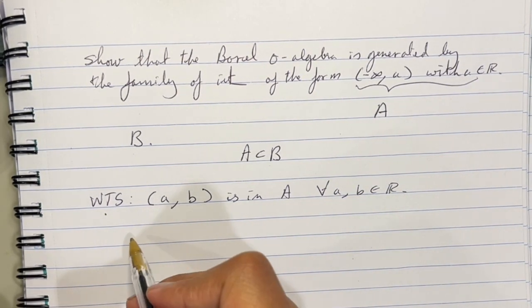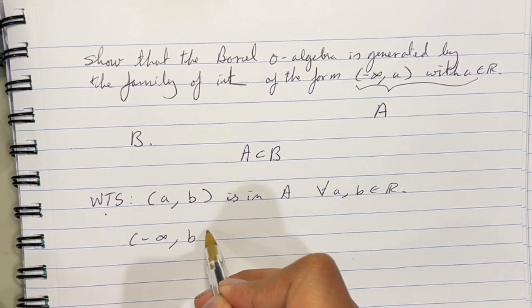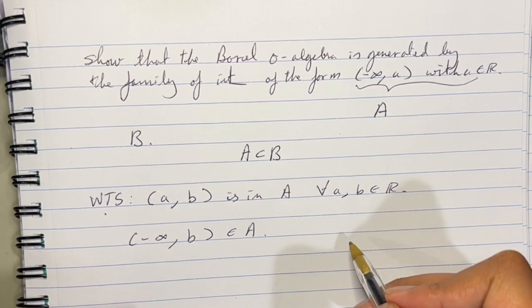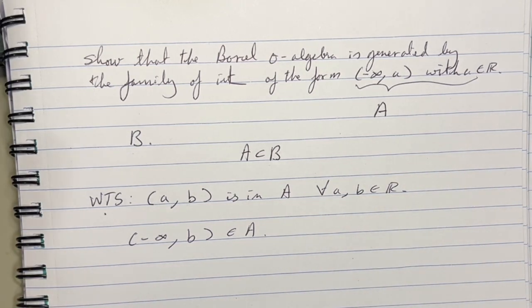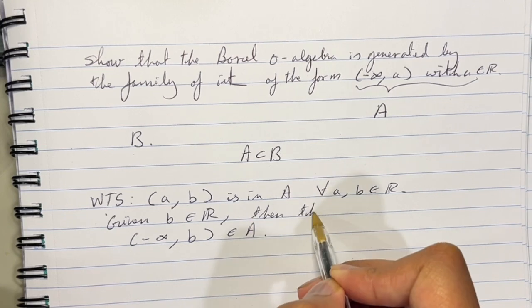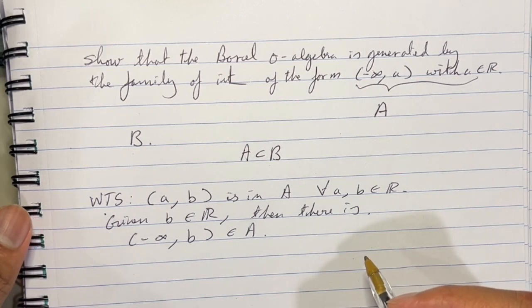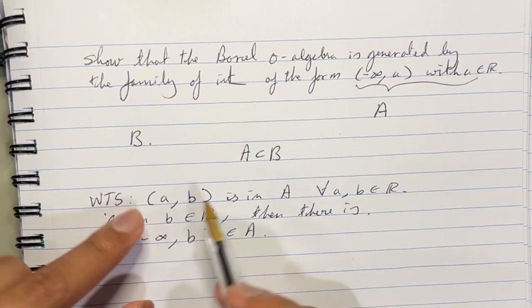Clearly we can find an element like (negative infinity, b) in A. So given any b, there is this (negative infinity, b) open set in A just by the definition of A, right? It's just one of the generators. So now let's try to get the other way, let's try to get this a bit.